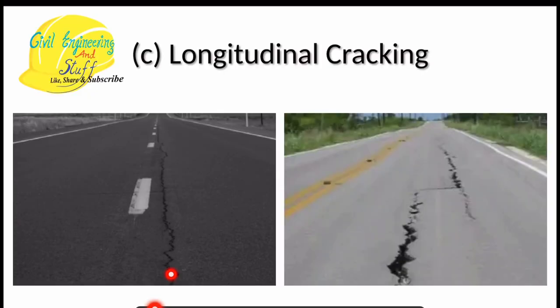Here are the examples for the longitudinal crack. You can see this is the crack that is propagating right at the center line. We can see this very well, right? The width of these cracks can vary. This is again an example of a longitudinal crack. Both are at the high severity level.